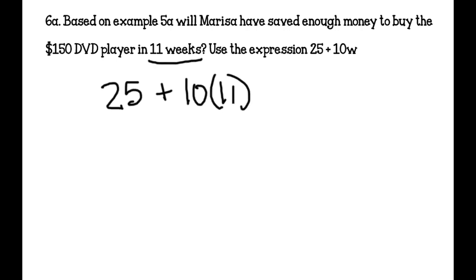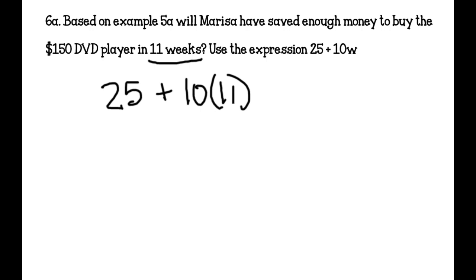Okay, based on example 5A, will Marissa have saved enough money to buy the $150 DVD player in 11 weeks? Use the expression. Now we care about her DVD player. We didn't care earlier. Now we do. So we're going to take 25 plus 10 times, we're talking about 11 weeks. So how much money will she have in 11 weeks? So we plug that in for W, because the W stands for weeks.